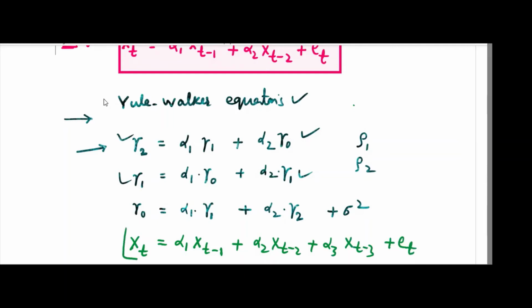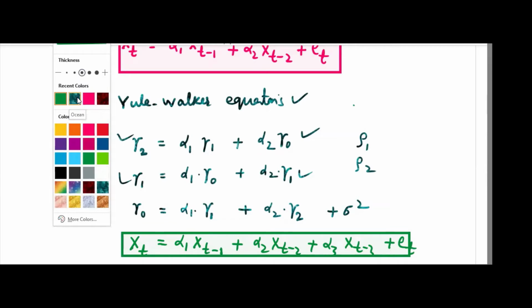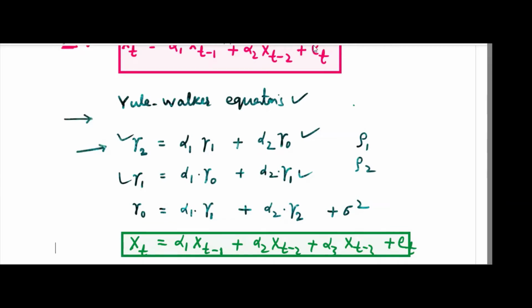So in this case, if you find it directly, it will take a lot of time. But if you use Yule-Walker equations, it will be very easy for you. So we'll see what you need to change here. First of all, we'll start with gamma 3 here.